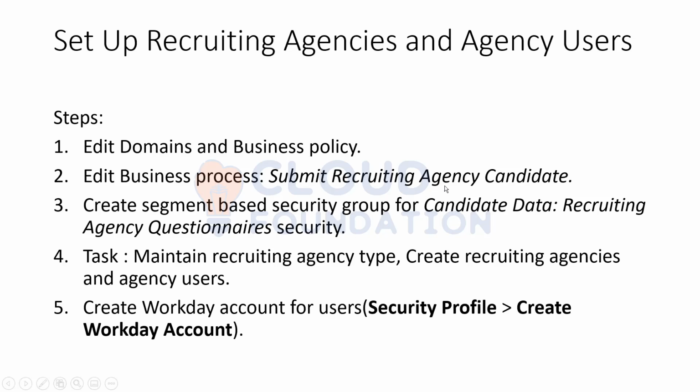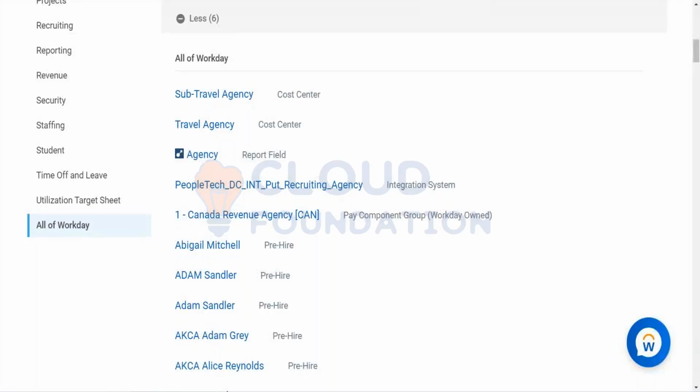Edit the BP, submit recruiting agency candidate, which is not there in this tenant. So I have to check it in my client's tenant if it is there, because I have not worked much on this agency part. Then create segment-based security group, I've done that. Then there are two tasks to be taken into consideration: maintain recruiting agency type and create recruiting agency. So let's go into the tenant.